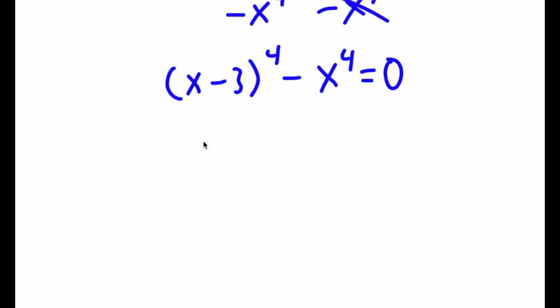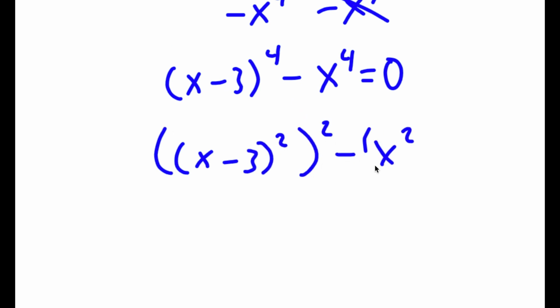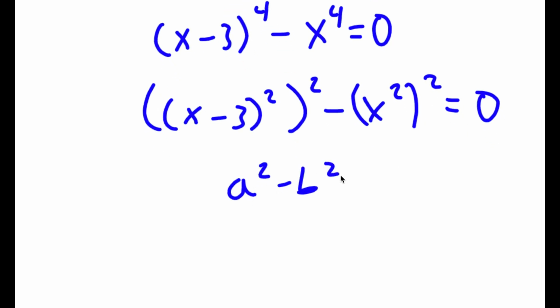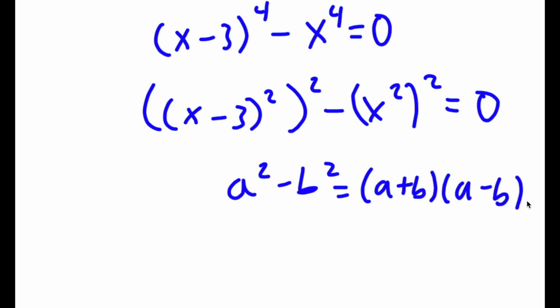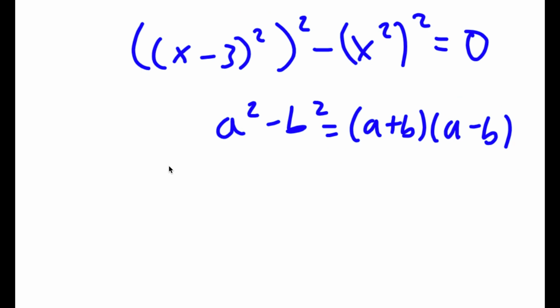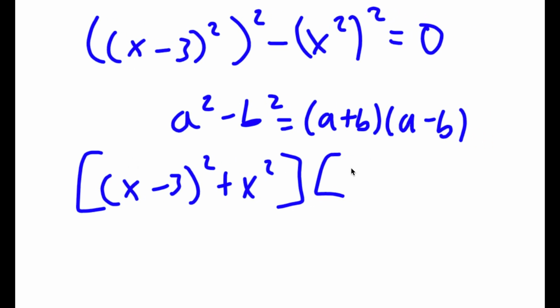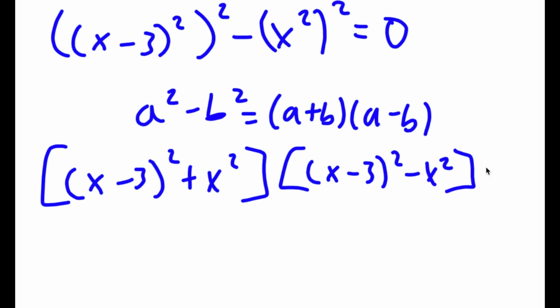Now, I'm going to rewrite this as x minus 3 squared to the power of 2 minus x squared to the power of 2 is equal to 0. And if I have something in the form a squared minus b squared, this is equal to a plus b times a minus b. So this is going to equal x minus 3 squared plus x squared times x minus 3 squared minus x squared is equal to 0.